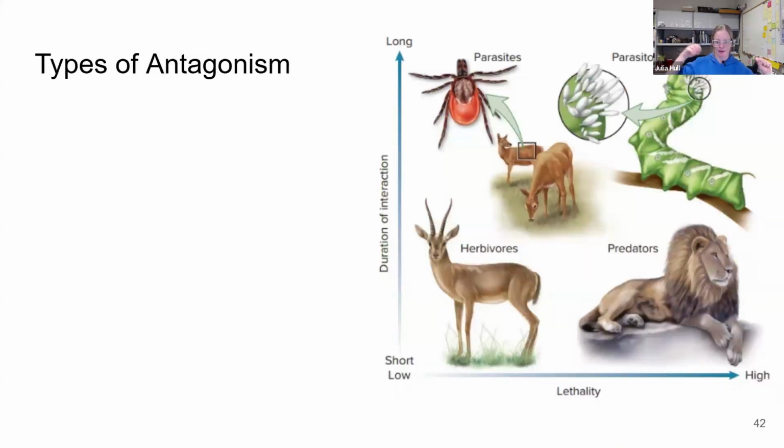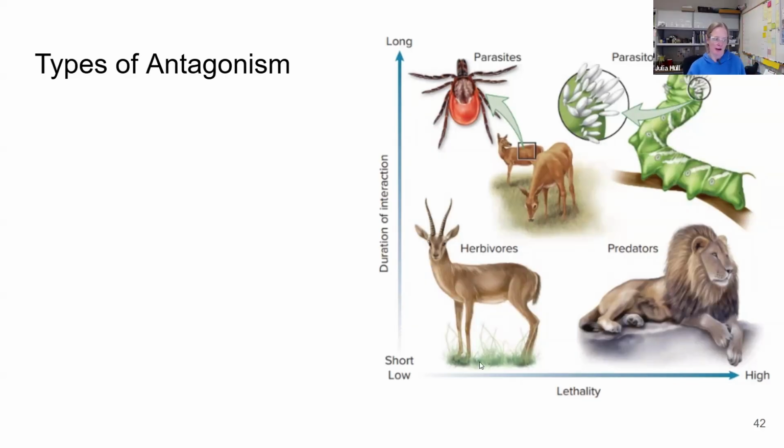The range of antagonisms can vary from being not very deadly to being extremely deadly. So something might not kill you, but it can still have a negative effect. Like a common cold, right? It's going to make you feel pretty icky for a couple days, but you're probably not going to die from it unless there are other things going on with you. Now, if you're a zebra and you're getting chased down by a lion, that antagonistic relationship might end up in a highly lethal situation. So we can have this lethality spectrum.